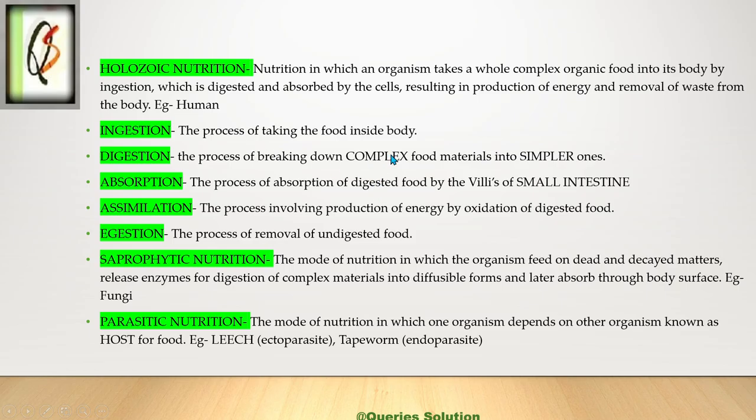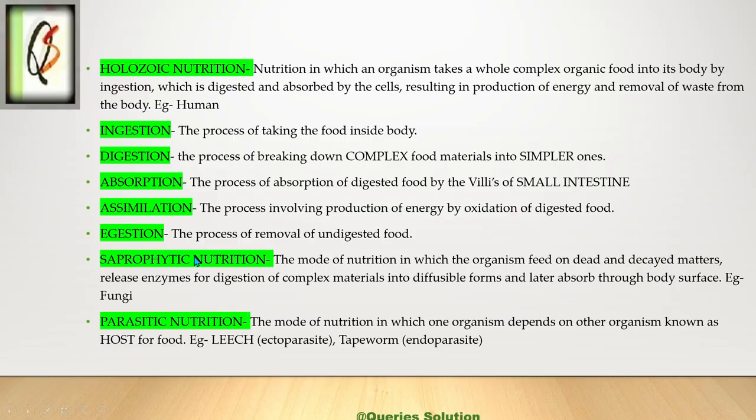So in digestion we have broken down the complex food to simple. Now this simple food will be absorbed by the villi of the small intestine by the process known as absorption. Then comes the process of assimilation. And what does that mean? It is the process that involves the production of energy by the oxidation of the digested food. And lastly, the removal of whatever material of the food remains undigested is what we call egestion, right? So these are all the five steps included under the Holozoic mode of nutrition and a very important part when we talk about the human digestive system as well.